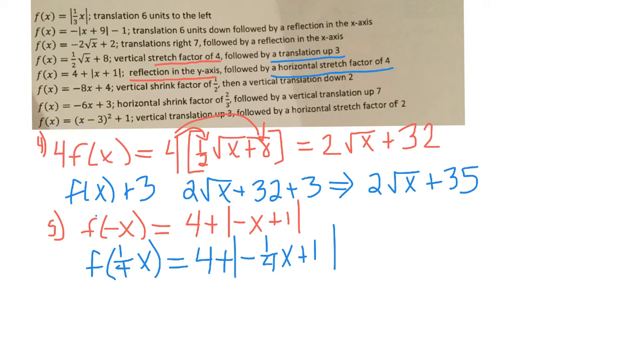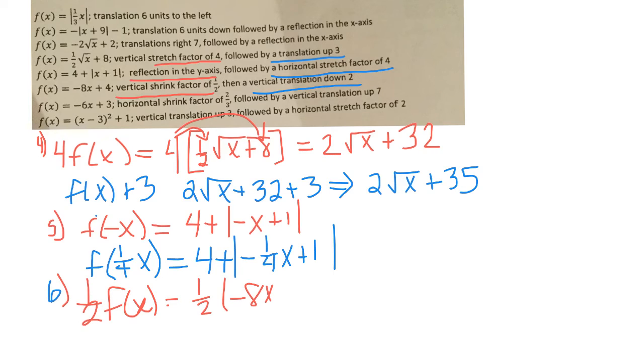Number 6, a vertical shrink factor of 1/2, followed by a vertical translation down 2. So number 6, we get a vertical shrink factor of 1/2. Vertical's on the outside, so 1/2 f of x, which is 1/2 times negative 8x plus 4. And that gives me negative 4x plus 2.